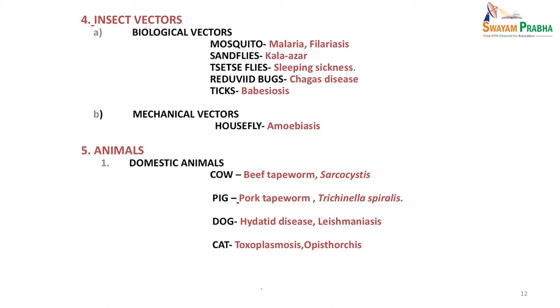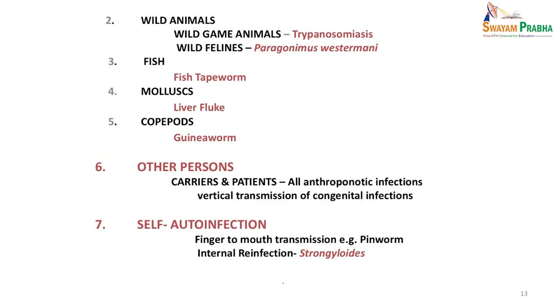Or cat infection, that is, cats could lead on to toxoplasmosis. Wild game animals could lead on to trypanosomiasis or other diseases. Fish can lead on to fish tapeworm, and mollusks, copepods and others can lead on to different infections. Then sometimes you can get infection from other human beings. These are anthroponotic infections, either vertical transmission of congenital infection, or through carrier forms. Then sometimes you can auto-infect yourself, that is finger-to-mouth transmission, like pinworm infection, or internal reinfection which occurs in strongyloides.